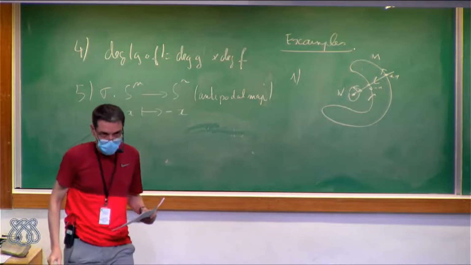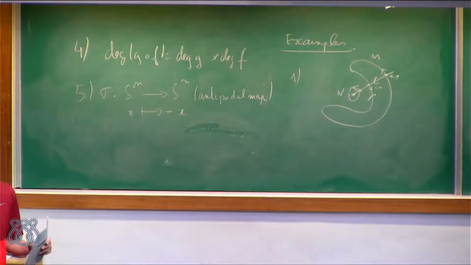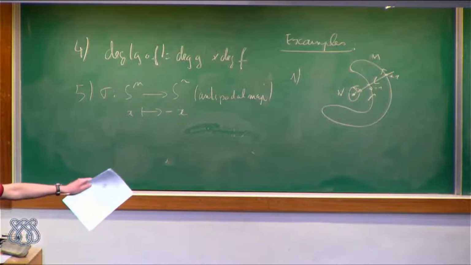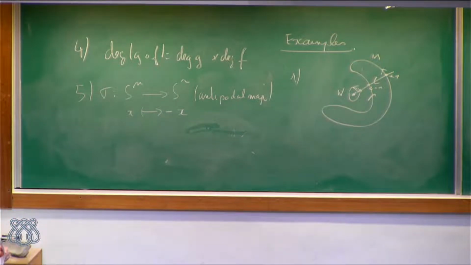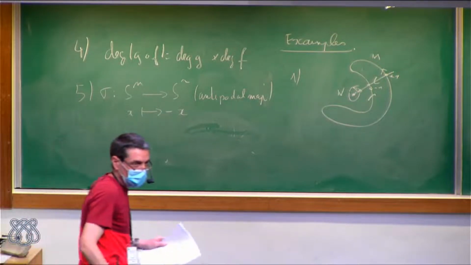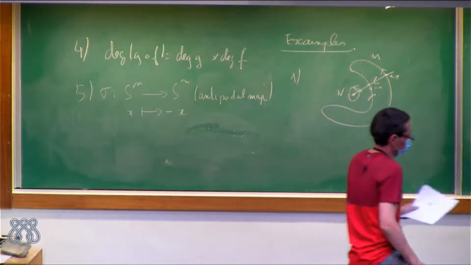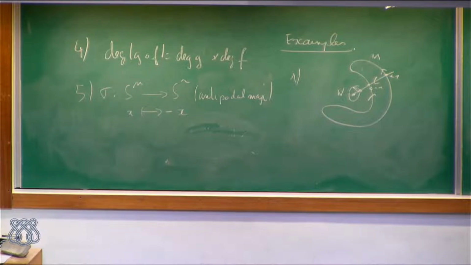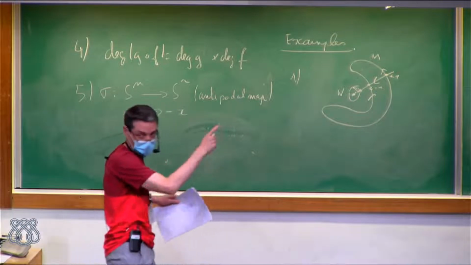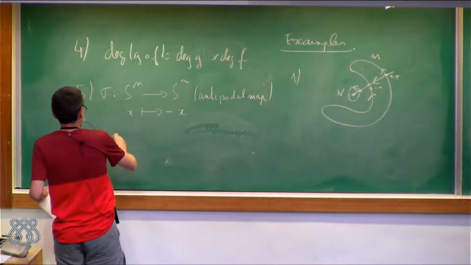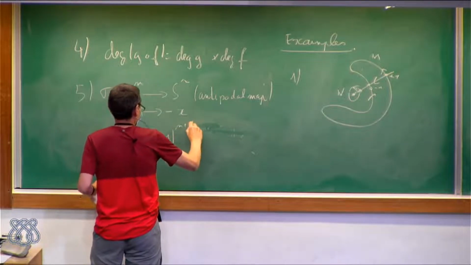So what is the degree of the antipodal map? Using example 2 and property 4. Yes? You just apply this mapping to each coordinate. So you just compose all the maps. So the degree of the antipodal map is (-1) to the n+1.